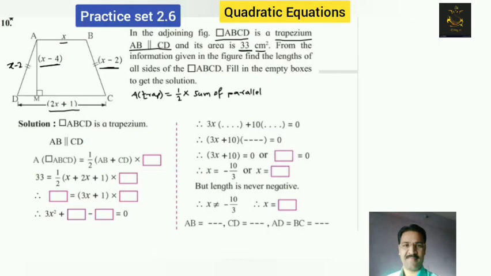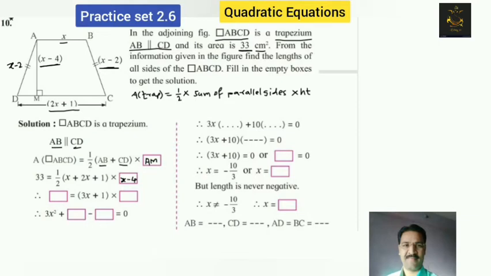Into height also there. Okay, here the sum of parallel sides means what? AB and CD. See here, they're given to us: half into (AB plus CD) into the height. Height is what? AM. We have to write AM. Now we have to write the values they're given to us. AB is x, CD is 2x plus 1. Now AM we have to write, that is x minus 4.